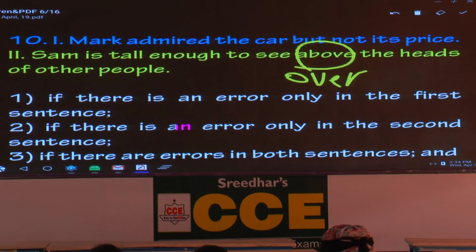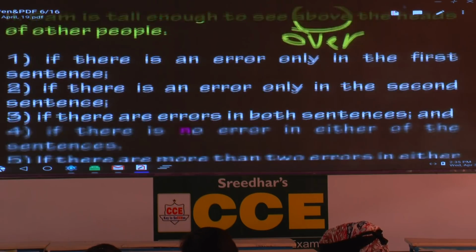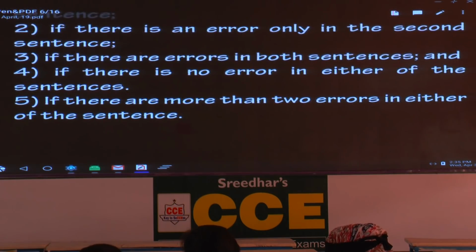So what is the answer based on that? There is no error in the first sentence. There is no error in the second sentence. Sam is tall enough to see above the heads of other people. Absolutely no problem. There is an expression, see above the heads. That means there is no problem here. So based on that, what is the answer? First sentence is right, second sentence is right. So the answer is, what is it?